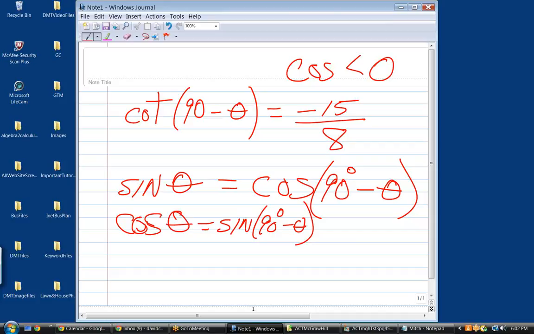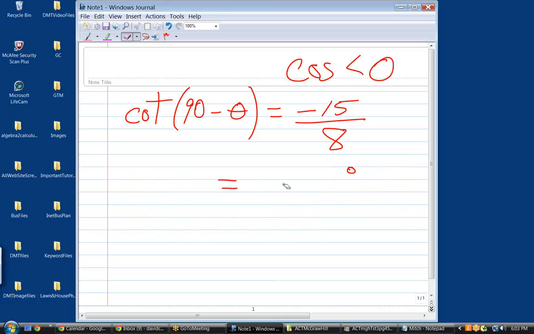So any 2 trig functions that are cofunctions, and cofunctions are really easy. You just take the trig function and stick a co in front of it. What's the cofunction of tangent? Cotangent. What's the cofunction of secant? Cosine. What's the cofunction of cotangent? Tangent. So I can say that the cotangent of 90 degrees minus theta is the same as the tangent of theta being equal to 15/8. All right.